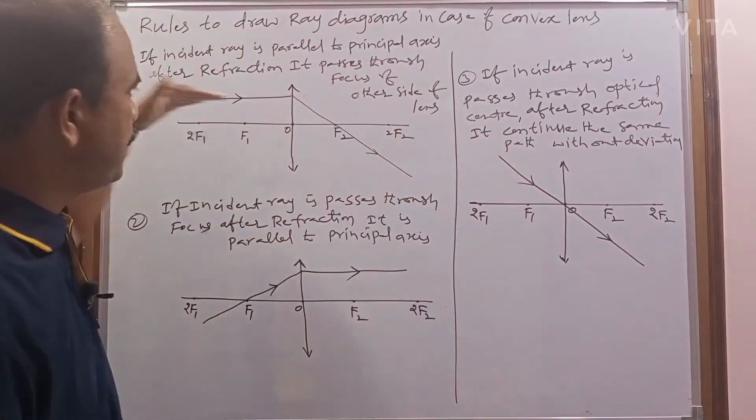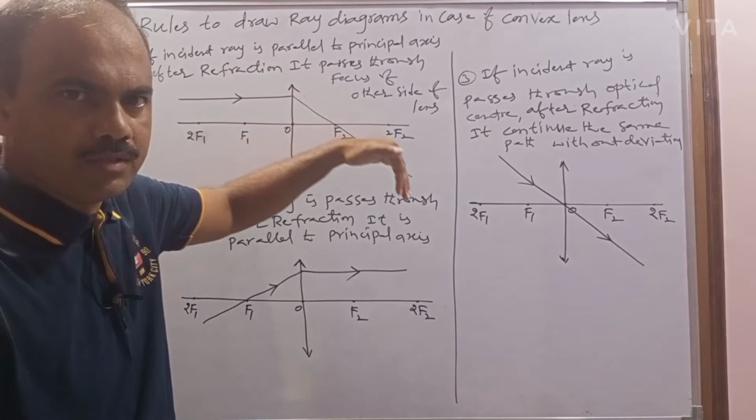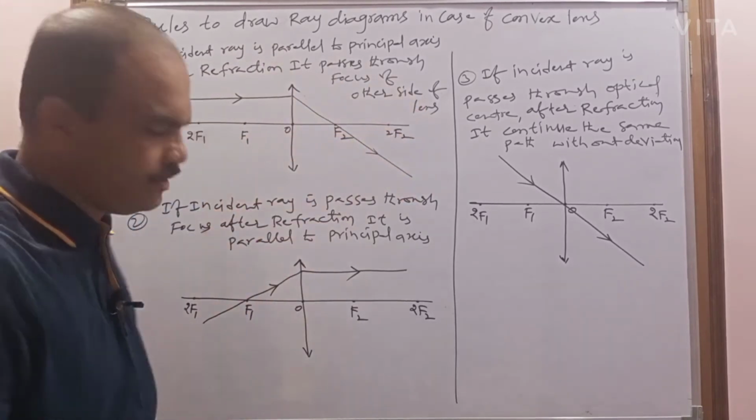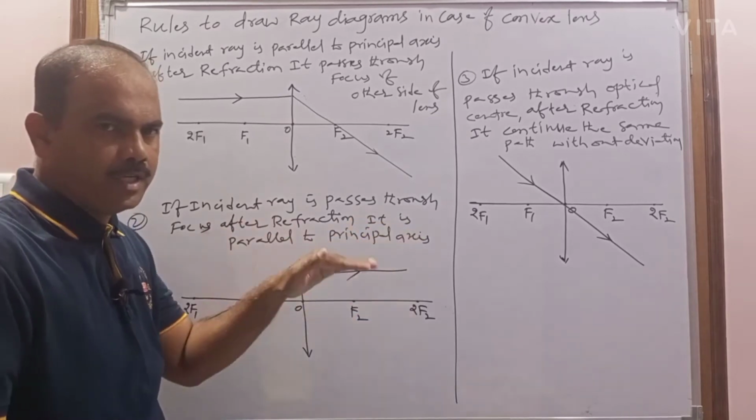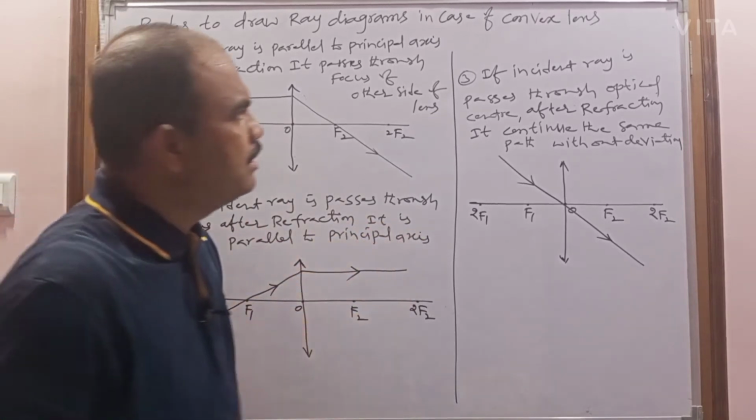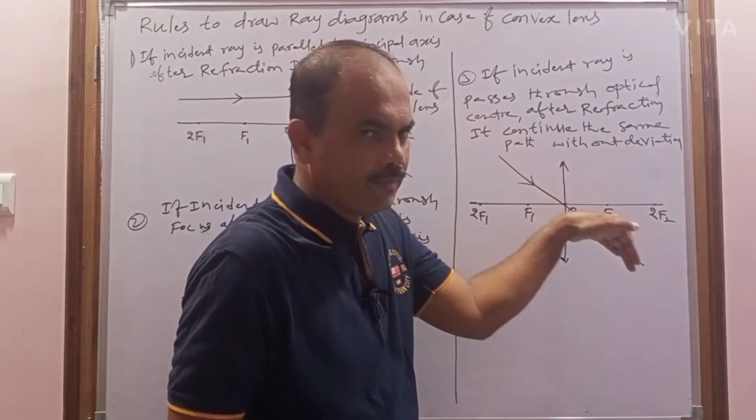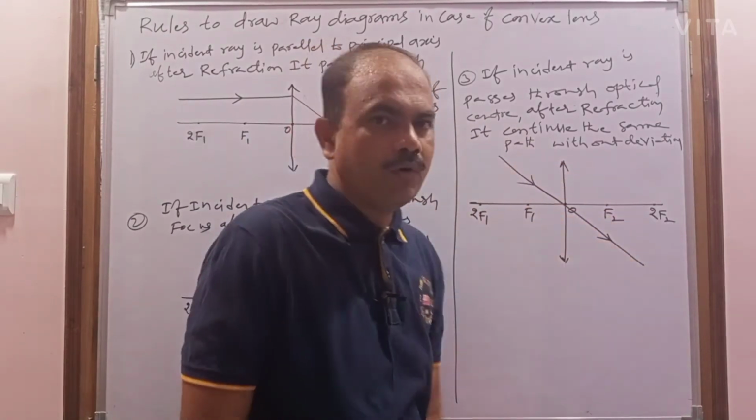If the incident ray is parallel to the principal axis, after refraction it passes through the focus on the other side of the lens. If the incident ray passes through the focus, after refraction it is parallel to the principal axis on the other side of the lens. And if the incident ray passes through the optic center, it continues on the same path without deviation.